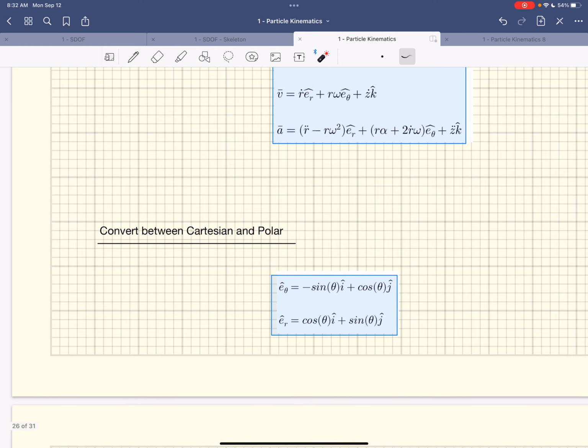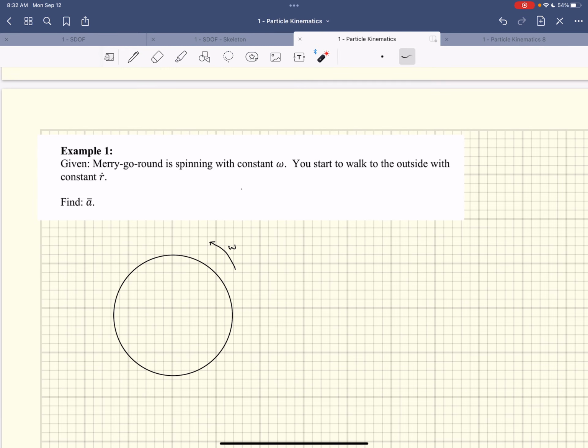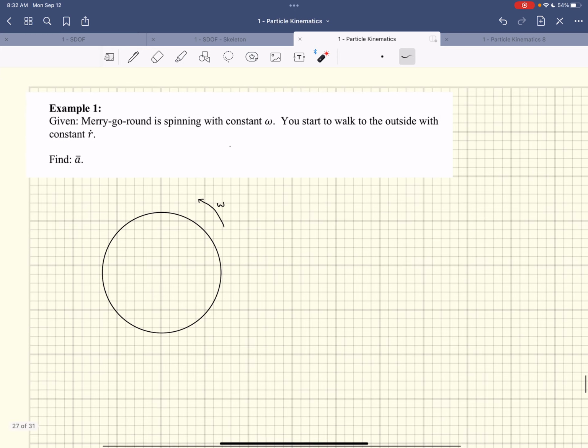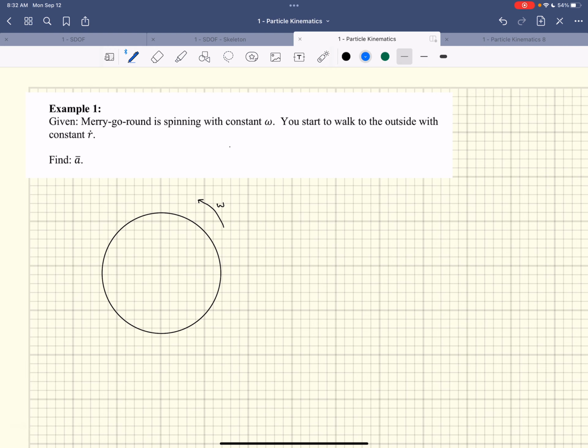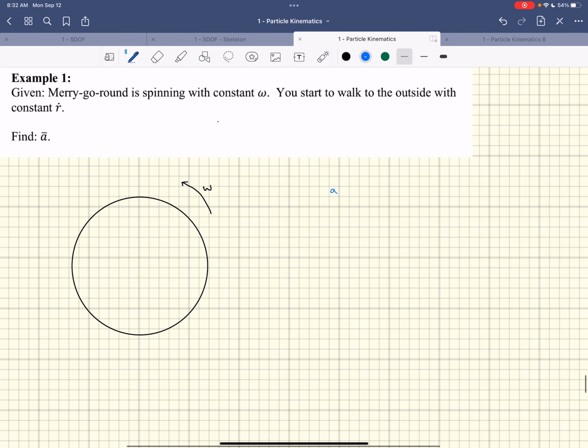Okay. All right. I'm going to do an example. This is our merry-go-round, spinning with a constant omega. You start to walk to the outside with a constant r dot. Find A. This is a pretty simple one. You're on a merry-go-round, start walking to the outside. So for acceleration, just write down the acceleration equation: r double dot minus r omega squared in the ER direction plus r alpha plus 2 r dot omega in the e theta direction.